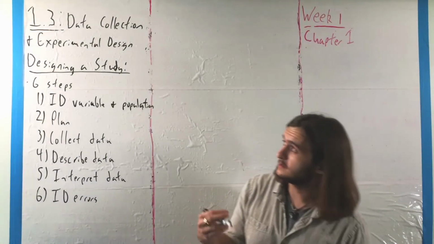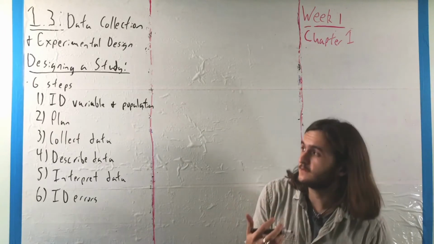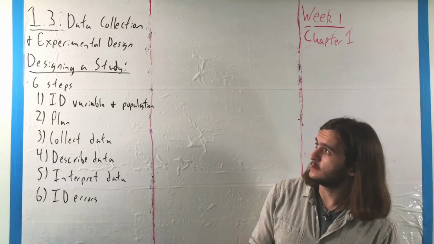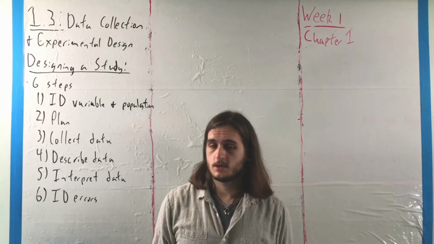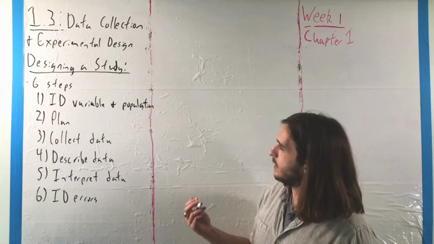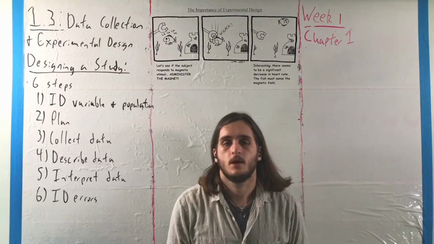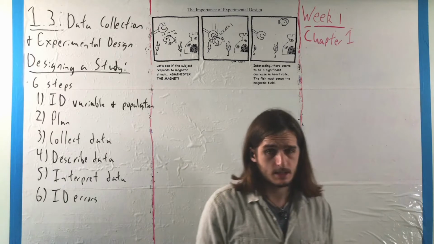Now that we know what data is and how we can classify it, we're going to talk about how we collect it with studies. So the first thing we're going to talk about here are the ways that we should be looking to design a study, where we have essentially 6 steps.